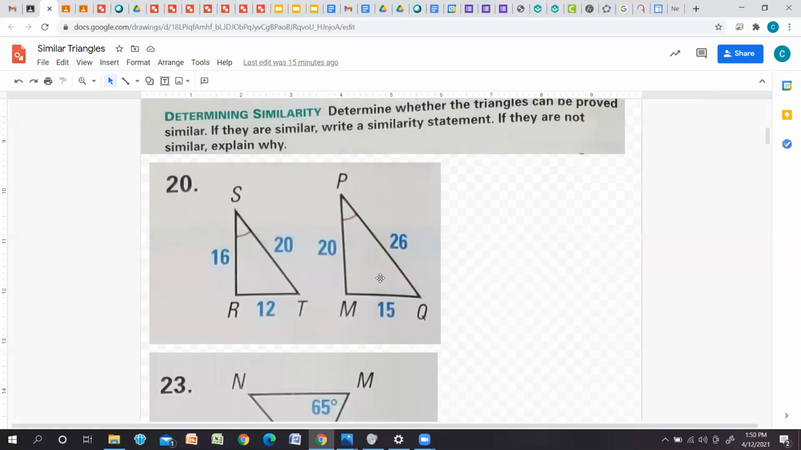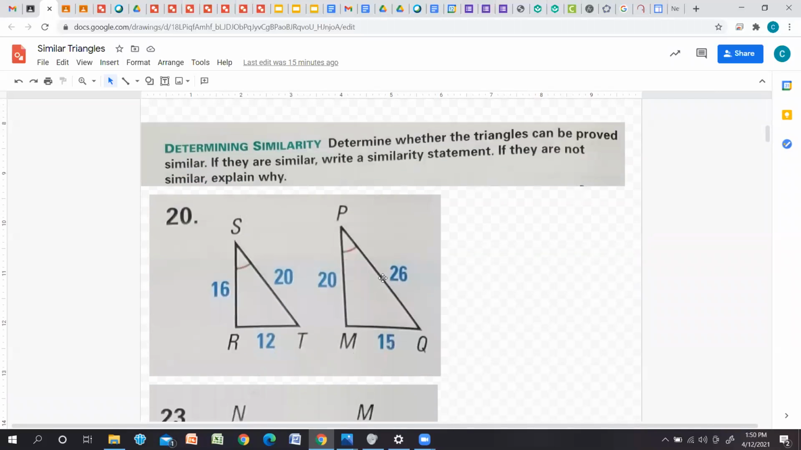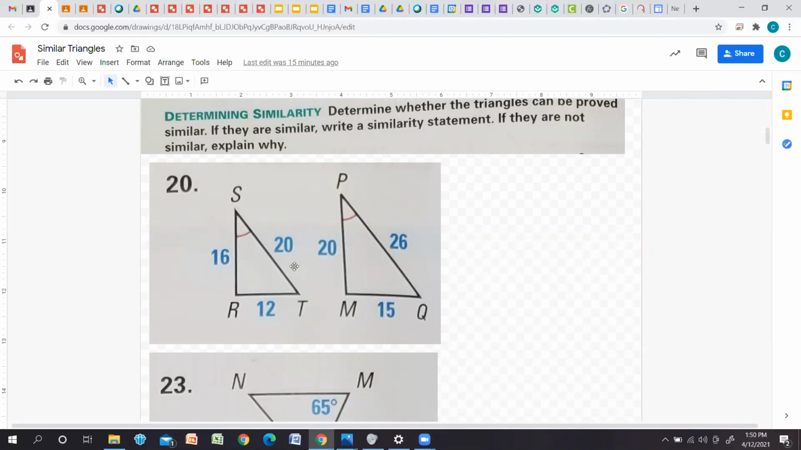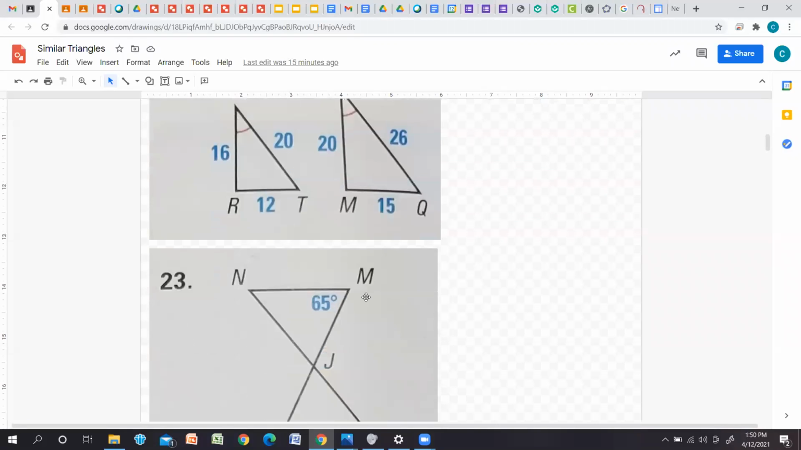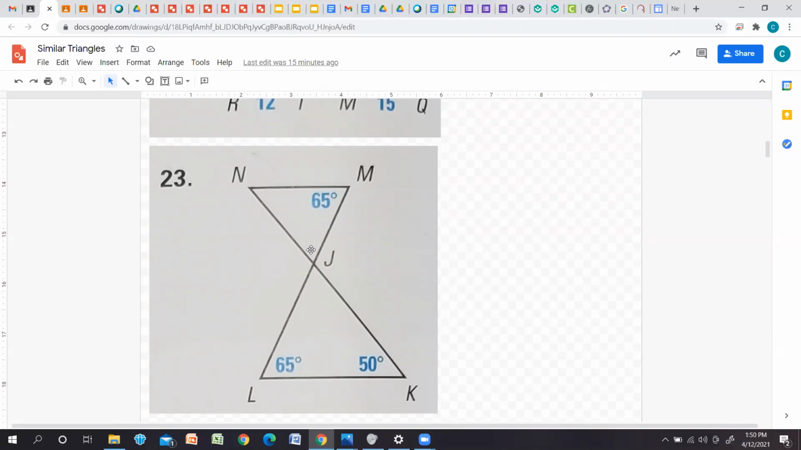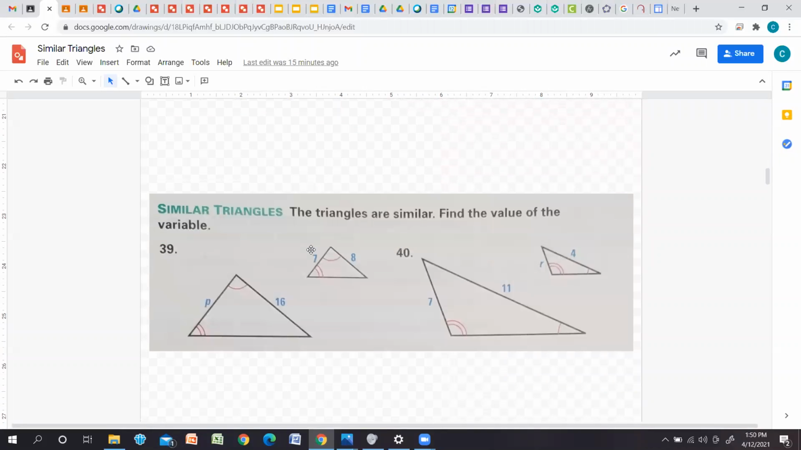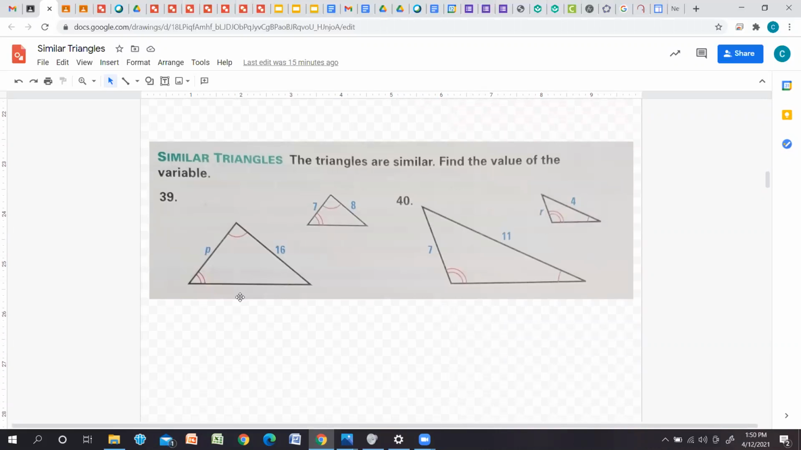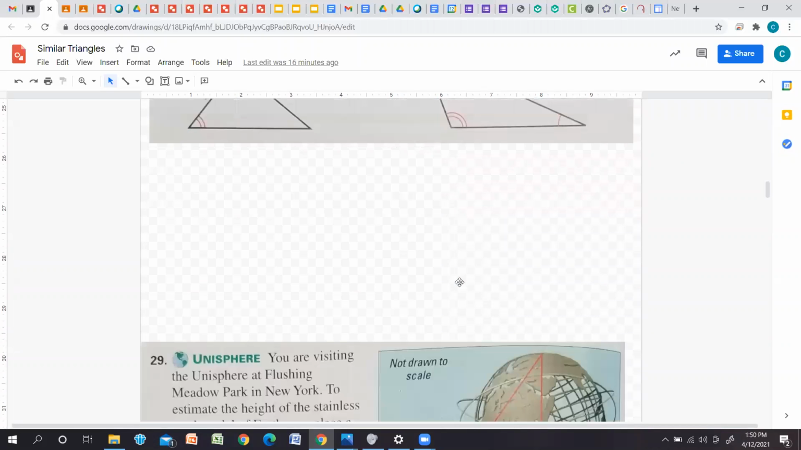So there's a few problems just saying whether or not we can determine they're similar. Recall that either all three sides have to be proportional, or two sides are proportional and their included angle is congruent, or two of the angles in the triangles are congruent. So that's those two. Then there's two of these problems where you have to find the value of the variable. Again, these triangles are similar. They show that by two of the sides being congruent.